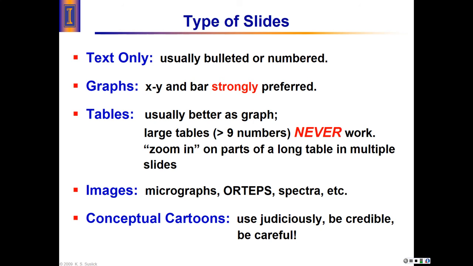Tables are deadly. Tables are great for papers because lots of sig figs, lots of detail, but that is a lot of reading for the audience to do. So if you can, either zoom in on parts of it or make a graph out of it, right? You've got time, tables of numbers, you can turn those into nice graphs that you can show. Cartoons, conceptual cartoons, actually I think are very useful if you can come up with them.